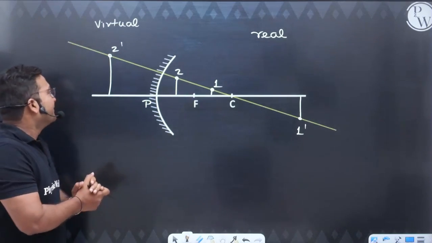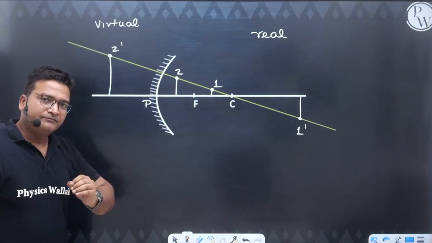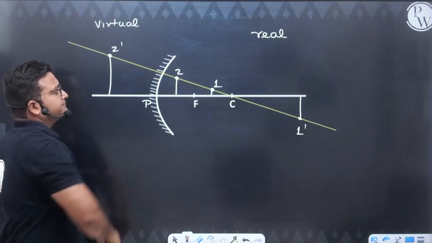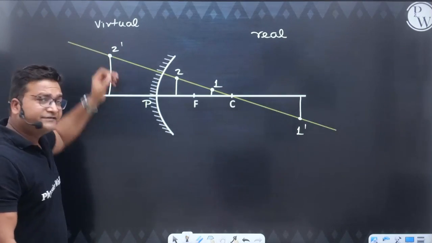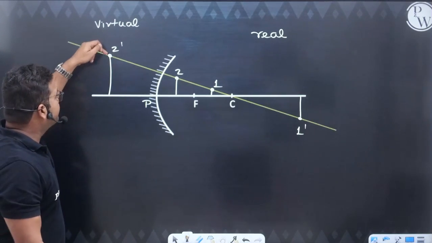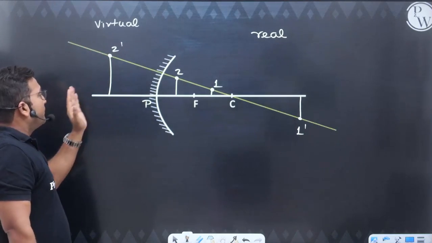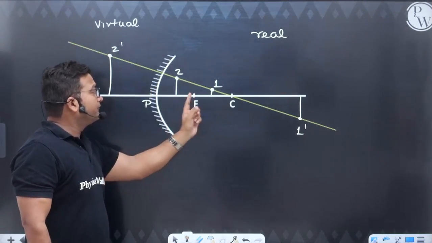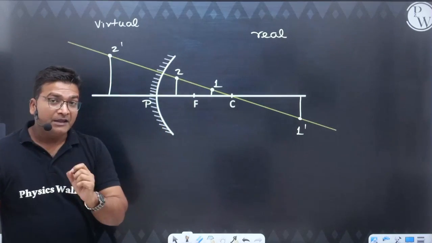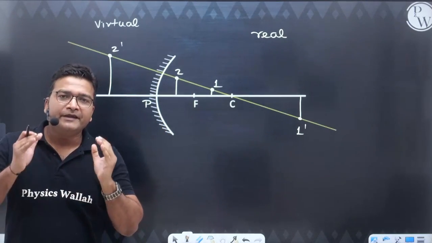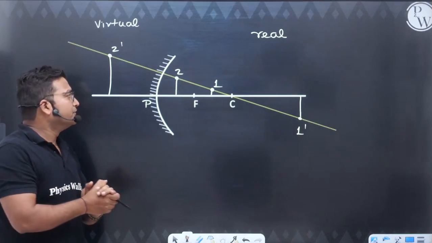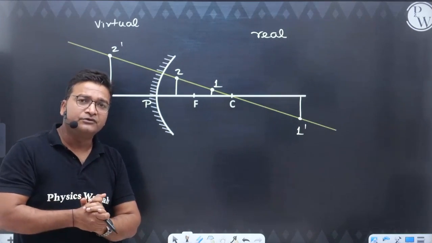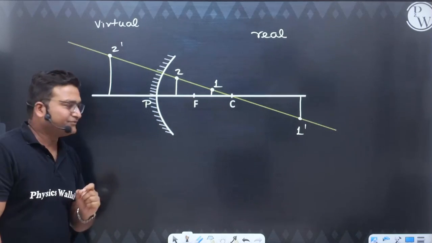Isn't this simple? Okay. So if they ask you the last case, if we have an object here, it is definitely virtual. Okay. And if the object is virtual, here beyond the pole, the image would be between pole and focus. Between pole and focus, the image will be erect, the image will be smaller, and the image will be real, right? So by remembering these 4 points, you can answer any questions related to image formation by spherical mirrors.